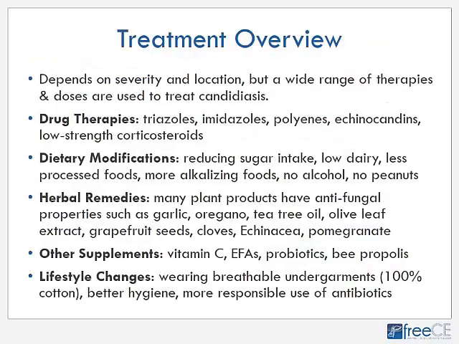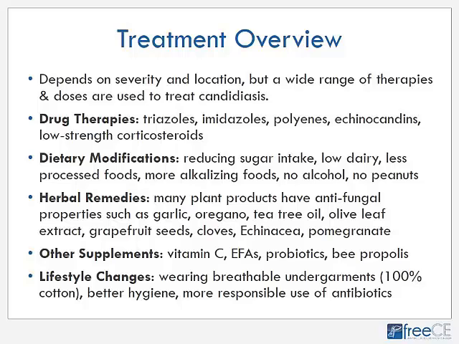Of course, it depends on the severity and location of the infection, and also the ability of the patient's immune system to fight it off, but there are a wide range of therapies and treatment protocols, and doses and frequencies that are used to treat candidiasis. Drug therapies are of course a mainstay and include classes such as triazoles, imidazoles, polyenes, echinocandins, and even low-strength corticosteroids.